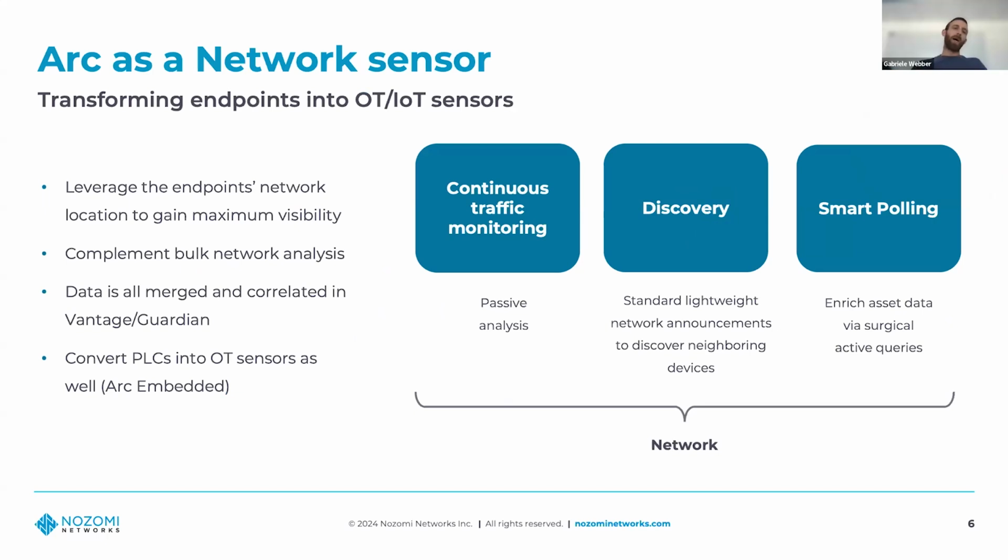Perfect. So endpoint sensor, because we transform the endpoint into a Nozomi network sensor, in fact. And these are the three main items: continuous traffic monitoring, so passive communication sniffing, together with discovery, which is lightweight, standard network communication to discover neighboring devices, together with smart polling.